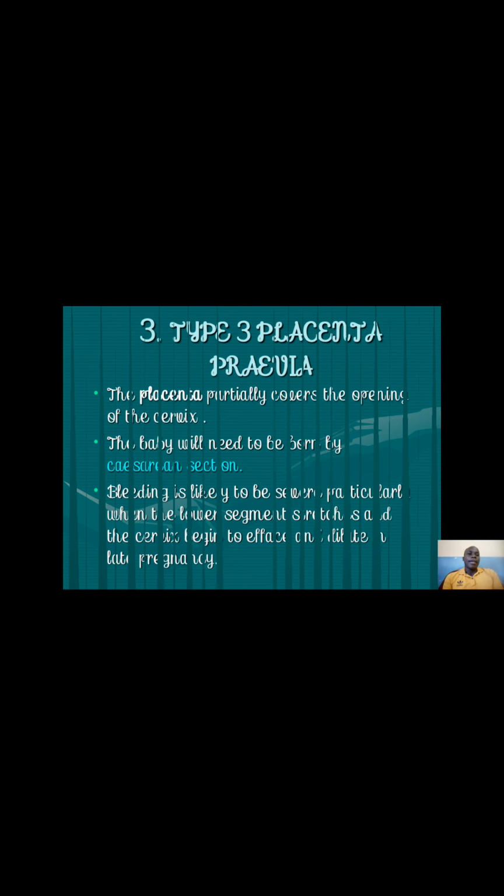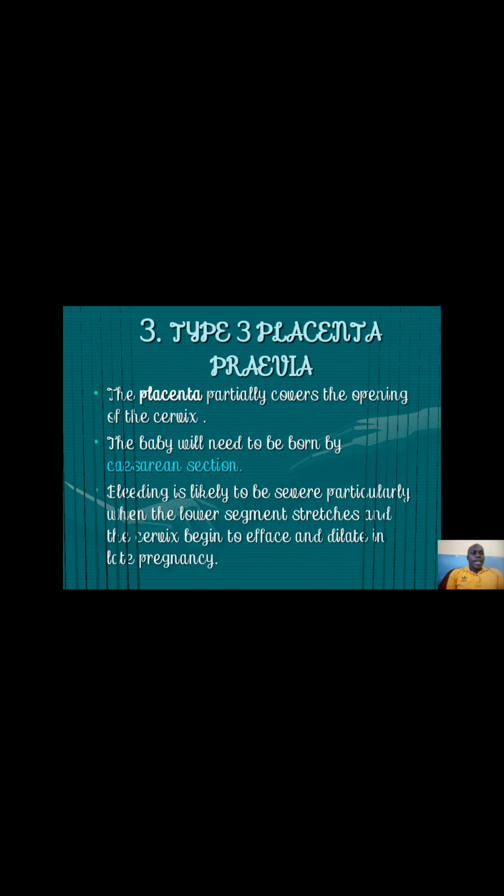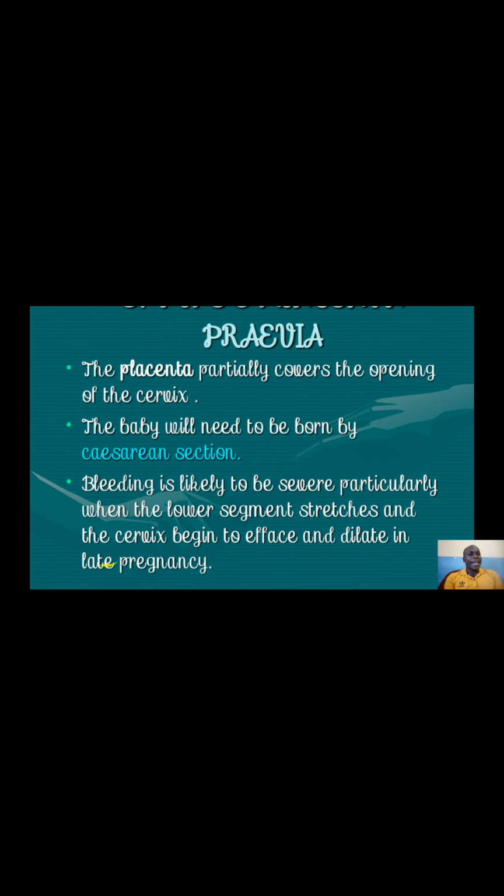But also tuna type 3 placenta previa au ni incomplete centralis, kama tulivyoona pale kwenye classification kwamba the placenta partially covers the openings of the cervix. Hapa ni partially covers the openings of the cervix, kama tunaona incomplete centralis ina partially cover the openings of the cervix. The baby will need to be born by cesarean section.